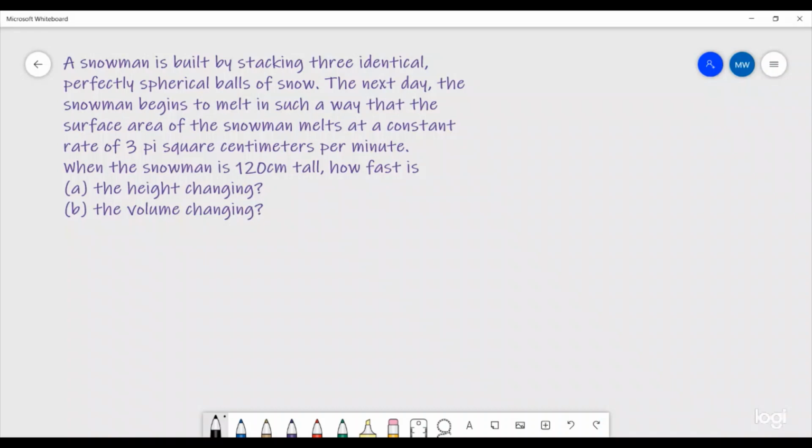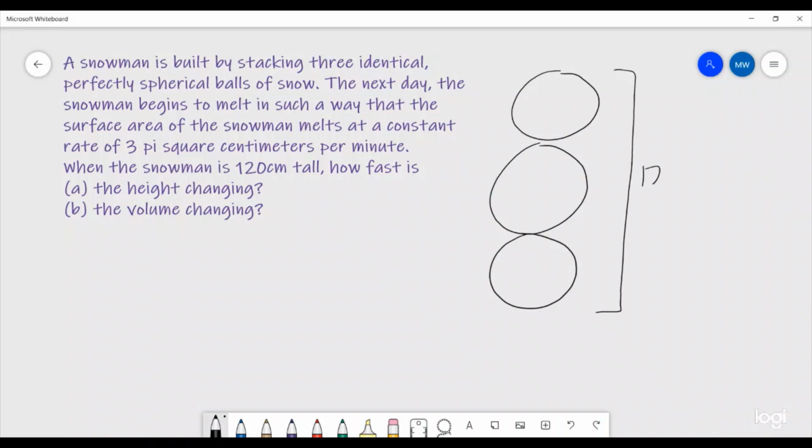Alright, let's do a related rates problem. So we are building a snowman by stacking 3 identical, perfectly spherical balls of snow going straight up. And the snowman is going to be melting in such a way that the surface area of the snowman is melting at a constant rate of 3 pi square centimeters per minute. And at the instant when the snowman is 120 centimeters tall, we are going to try and figure out how fast the height of the snowman is changing, and then also how fast the volume is changing.